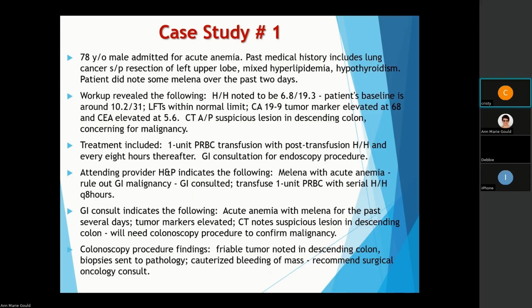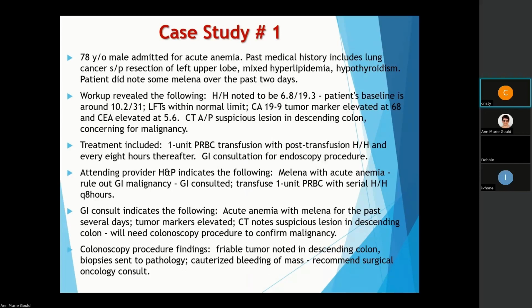CA19-9 tumor marker elevated at 68 and CEA elevated at 5.6. CTAP shows a suspicious lesion in the descending colon concerning for malignancy. The treatment given is a blood transfusion of 1 unit with post-transfusion H&H and every 8 hours thereafter. GI consultation for an endoscopy procedure.